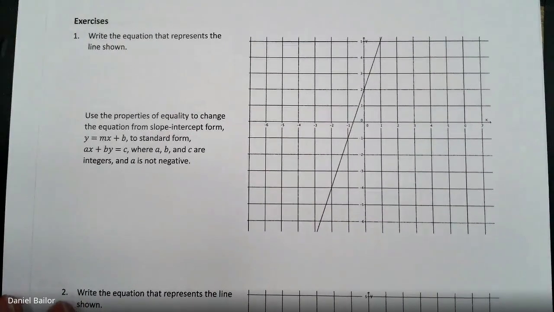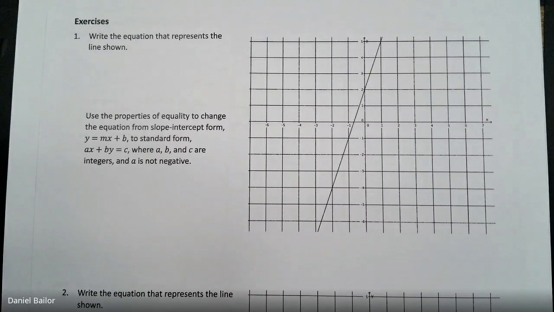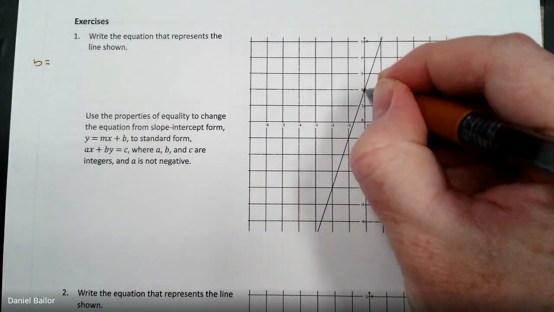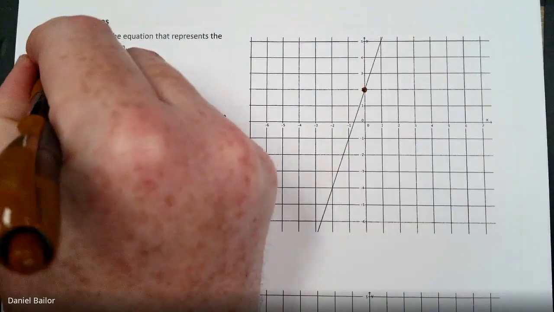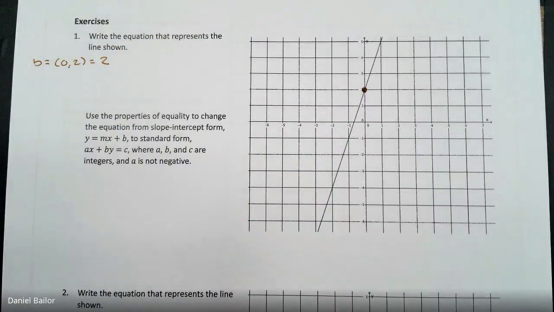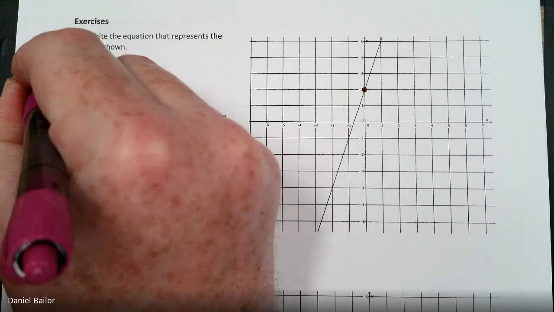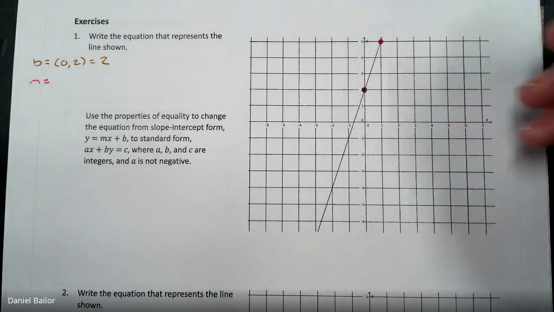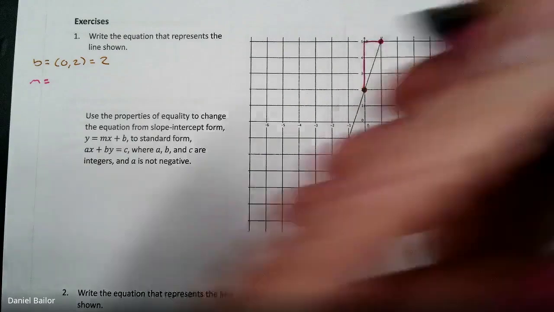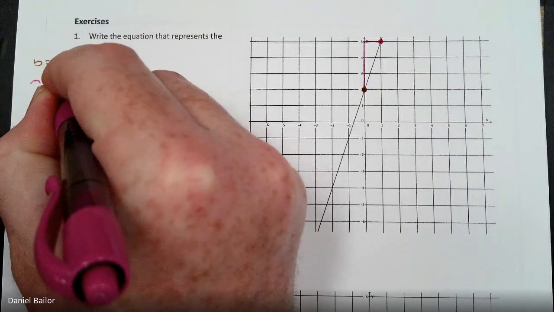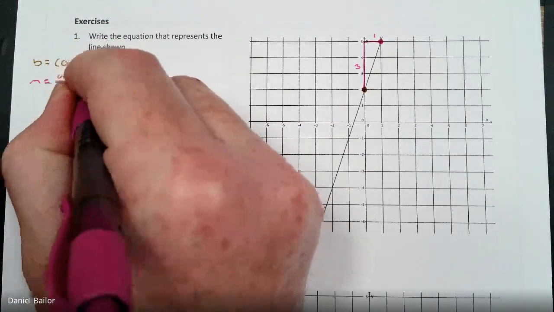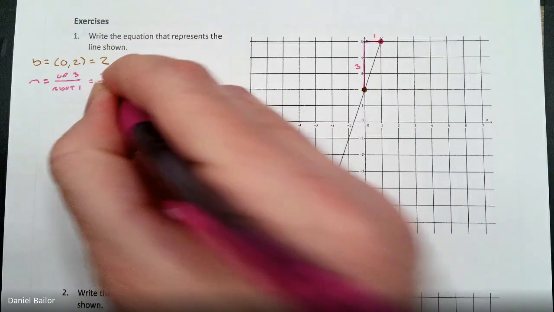Number one, write the equation that represents the line shown. Okay, so again, remember, step one, find the y-intercept, find b. So b equals right here. That's where it crosses the y, and that is (0, 2), which means b is 2. Next, find m. So we need to find another intersection. So here's another intersection. How do we get there? Well, we go up and we go right. Looks like we went up 3 values and we went right 1. So m is 3/1, which means m is 3.